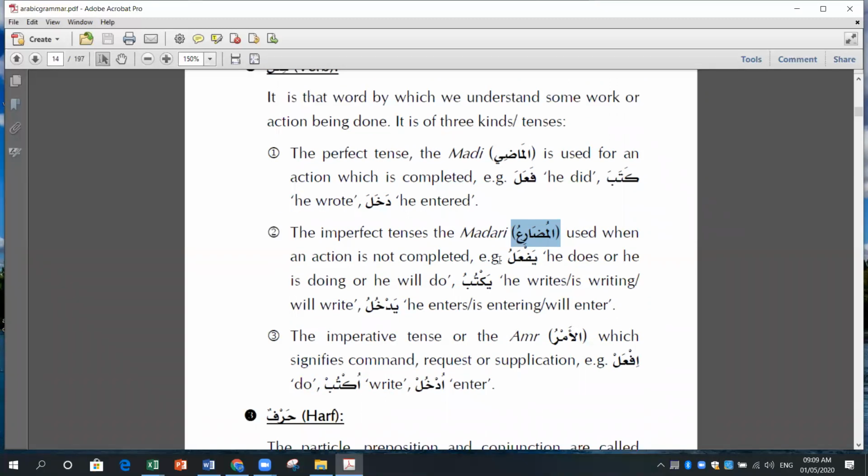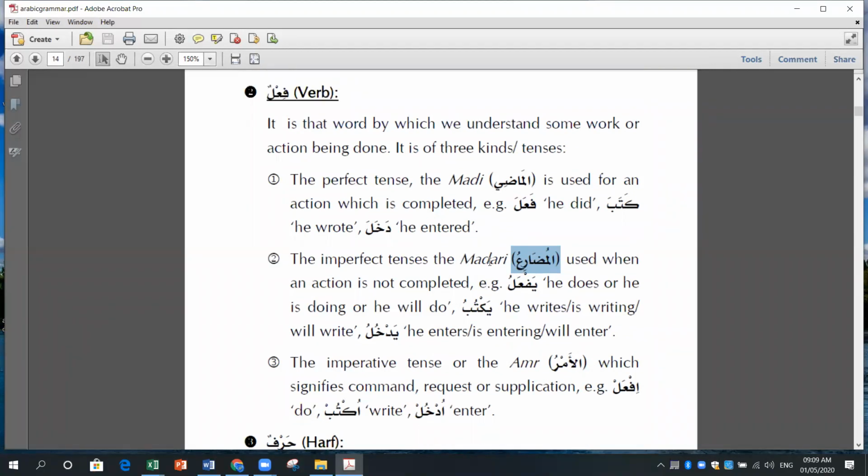For example, see now, again this word is used: يفعل. Inshallah, when we discuss verbs in detail, we'll see how to make it, like from fa'ala, how we make يفعل. But it means he does, or he is doing, or he will do. He continues in this time, or he is doing right now, or he will do. Yani present and future tenses both come under al-mudari.